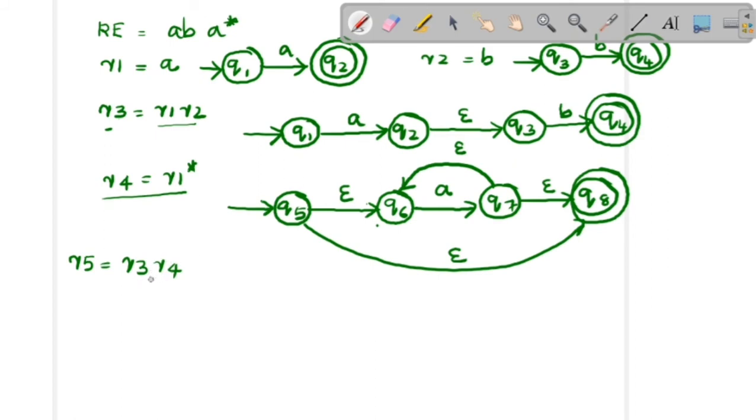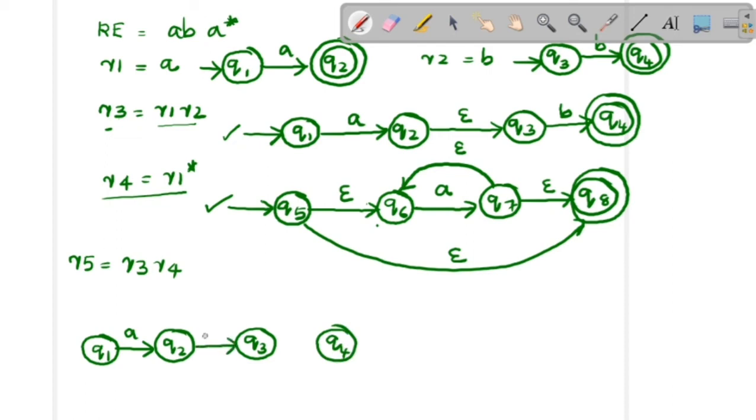So we can draw the epsilon NFA. First you draw the epsilon NFA for R3, that is this one, followed by R4, that is this one. That is Q1, Q2, here there is a transition A, then Q3, Q4, here it is epsilon transition, here it is A transition, B transition. Okay, so here Q4 becomes a normal state, that means here it is a concatenation operation, R3 followed by R4.